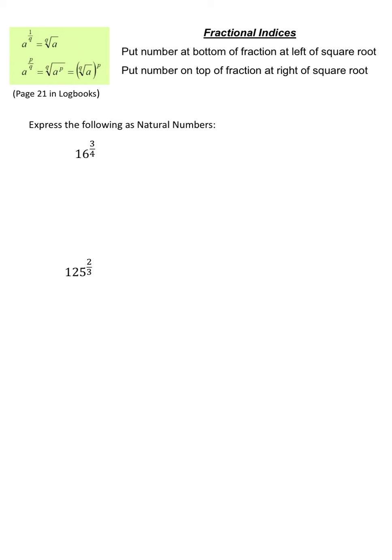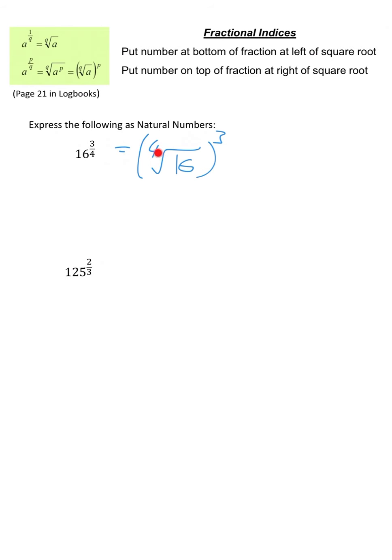Okay. Now, if you see these types that are a bit more tricky, just follow what they tell you to do in the logbook. Whatever is your denominator, so the bottom number in the fraction, goes to the left, and whatever's your numerator on top goes outside the bracket, on the right. So with this one here, I'm going to have 4 here, and then 16 all to the power of 3.